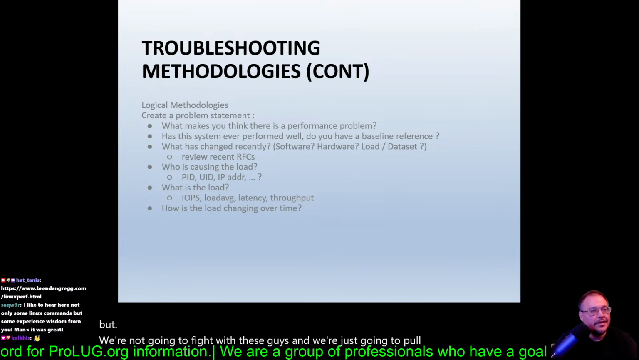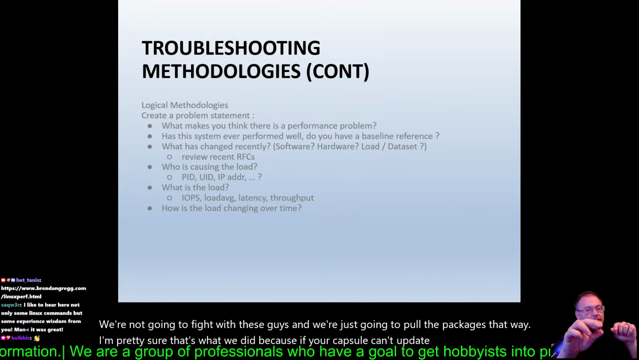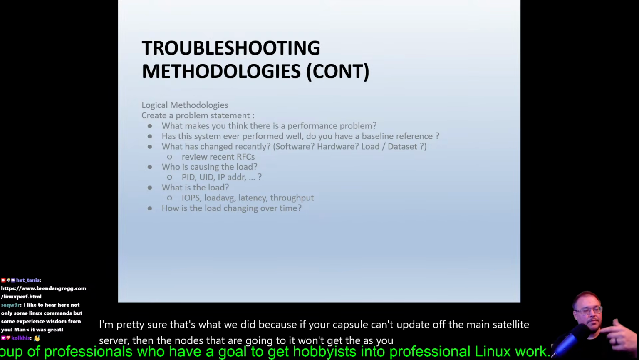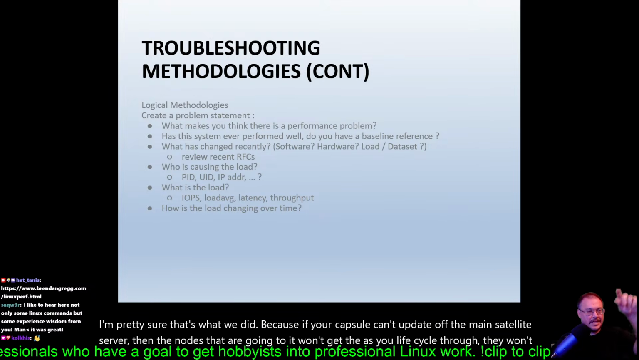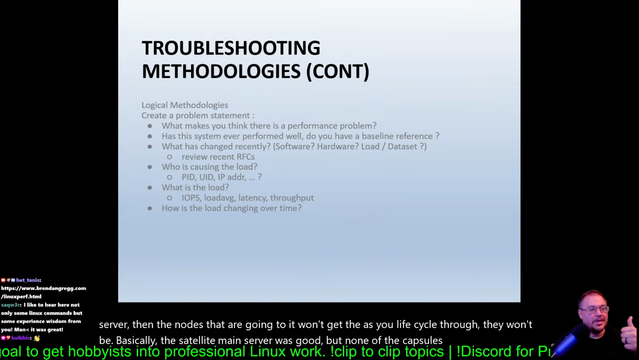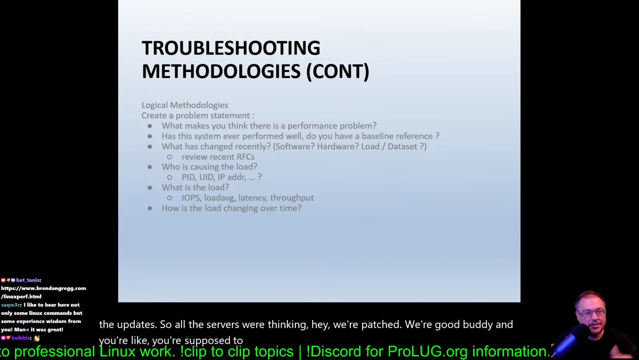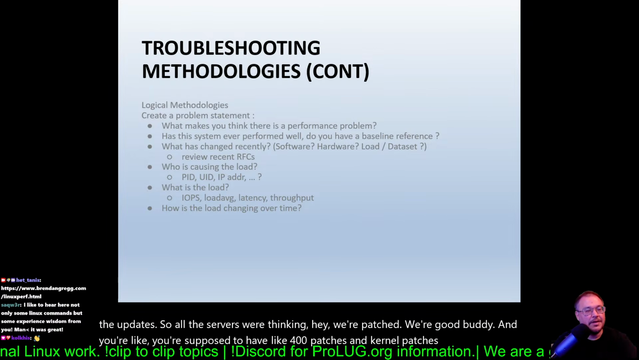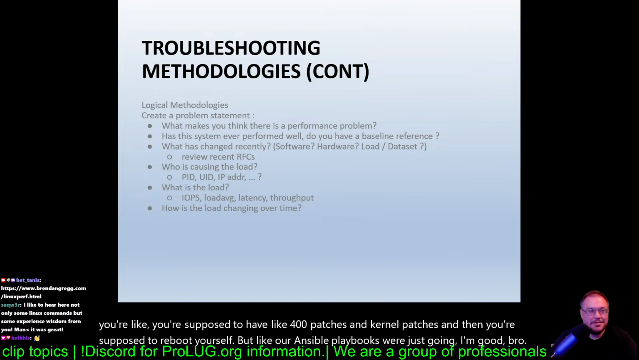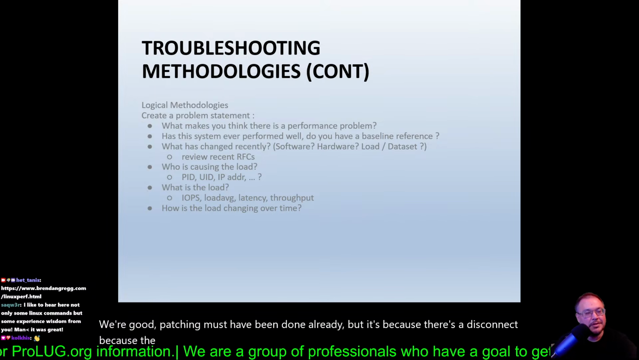And I'm pretty sure that's what we did, because if your capsule can't update off the main satellite server, then the nodes that are going to it won't get the updates as you life cycle through. Basically the satellite main server was good, but none of the capsules had pulled any of the updates. So all the servers were thinking, hey, we're patched, we're good, buddy. You're supposed to have like 400 patches and kernel patches, and then you're supposed to reboot yourself. But our Ansible playbooks were just going, I'm good, bro. We're good. Patching must have been done already. But it's because there's a disconnect, because the devices couldn't talk because firewalls had been dropped in between.